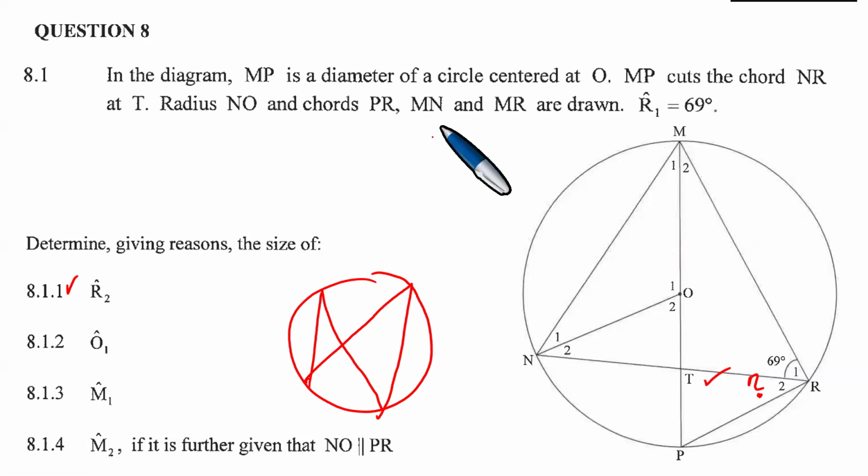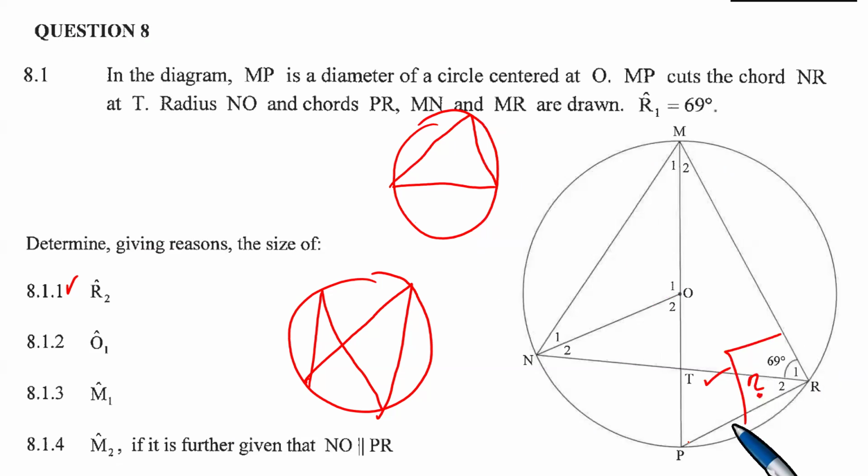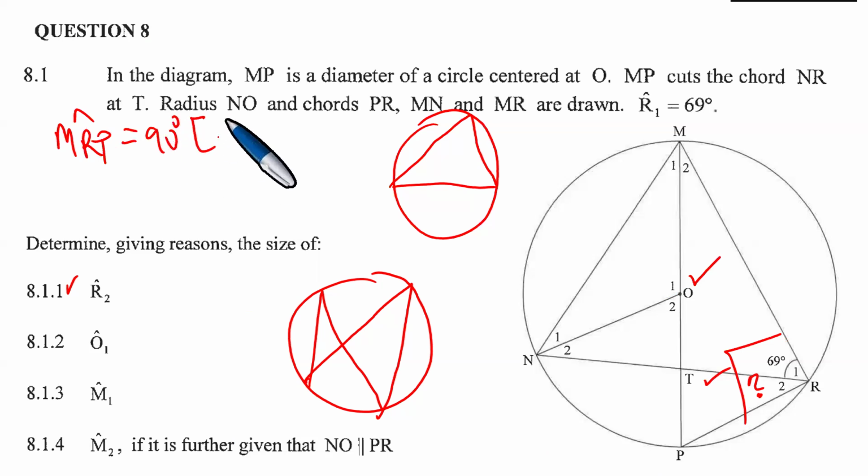But now, what do we call an angle subtended by a diameter? What is an angle in a semicircle? Okay, because MP is a diameter, because it passes through the center, the whole of the angle MRP is equal to 90 degrees. Why? Angle in semicircle. In mathematics, a diameter is a chord that passes through the center, and a diameter subtends an angle of 90 degrees at the circumference. So the angle MRP is equal to 90 degrees.